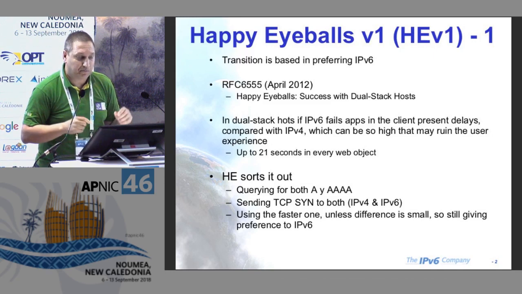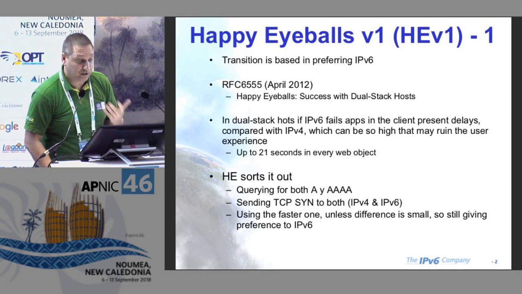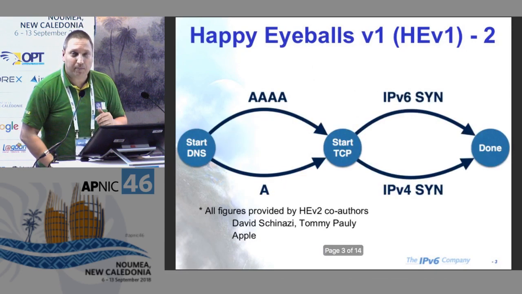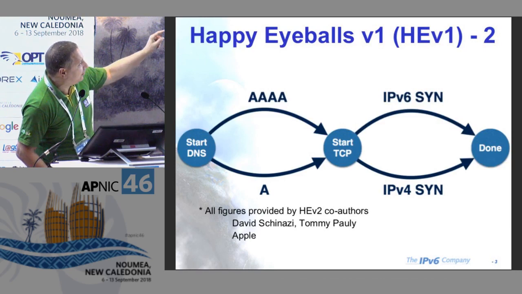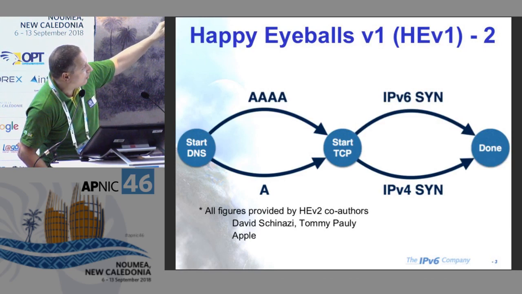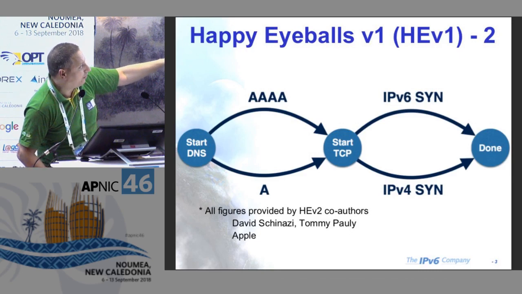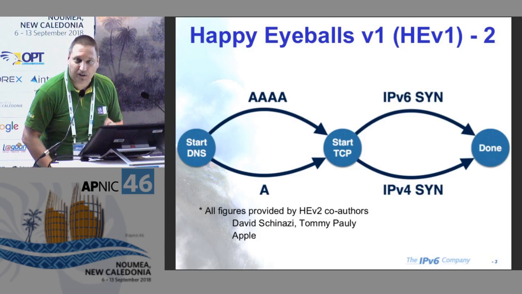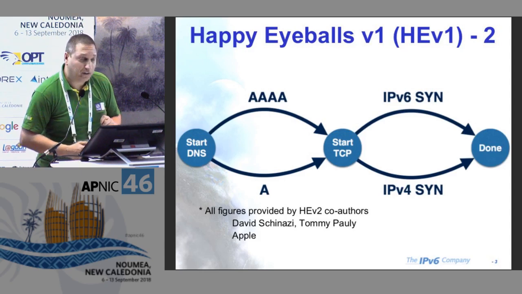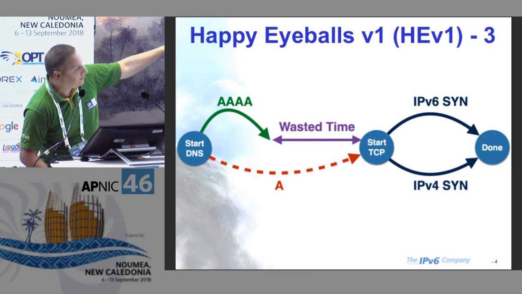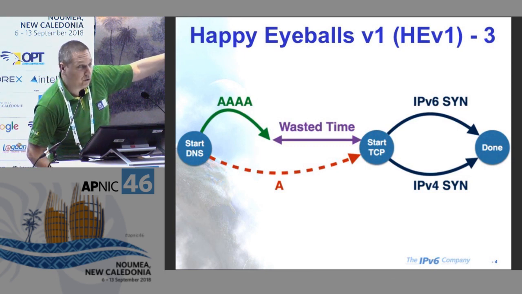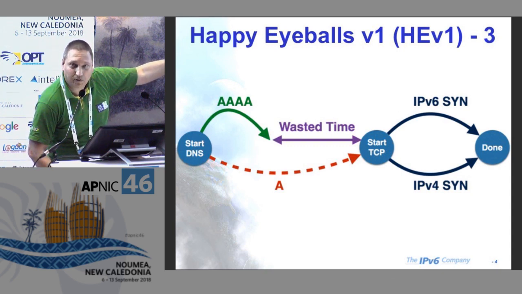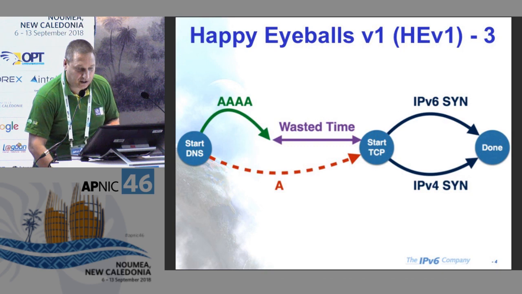2012, with this mechanism that we call Happy Eyeballs version 1, RFC 6555. And what that mechanism is doing basically is starting synchronously a query for the quad A record and the A record, and then waiting for the response of both, and then starting the TCP, okay? Now, what that means in reality is that if you get the response for the quad A record before the A record, you are wasting all that time, okay? I think it's easy to understand that in the slide.